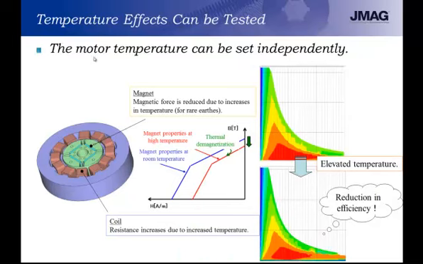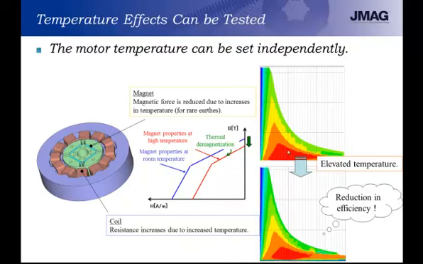Another benefit is that we can automatically set motor temperature independently, so we can choose the temperature that the magnets are operating at, as well as the temperature that the coil is operating at. For magnets, an increase in temperature leads to thermal demagnetization. So we can see that the magnet properties at room temperature are much higher than the magnet properties at higher temperatures. As far as the coil goes, increasing the temperature increases the resistance of the coil.